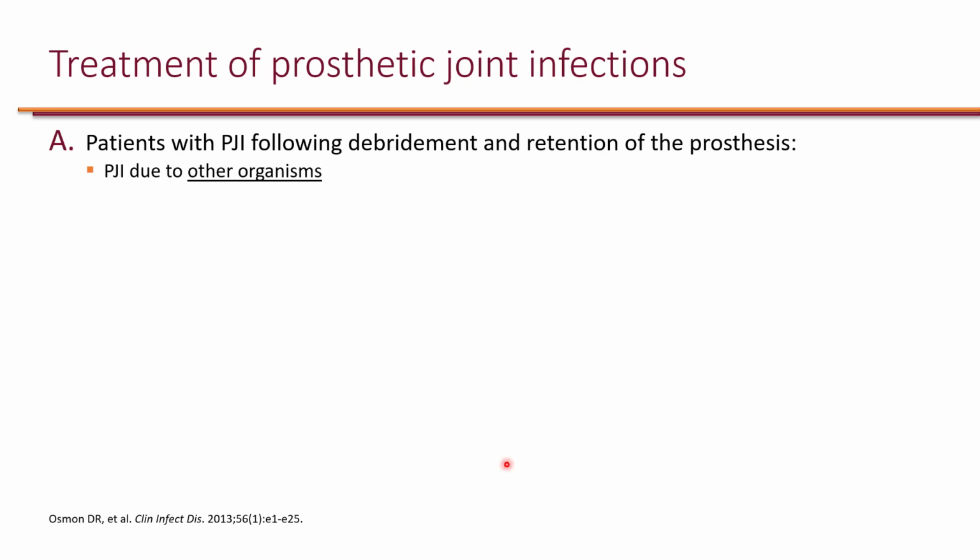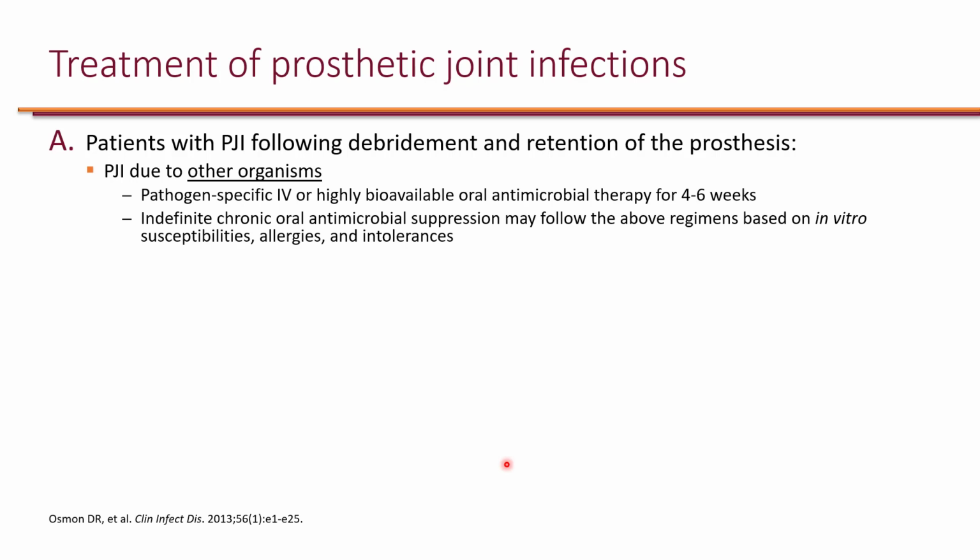Now, for prosthetic joint infection due to organisms other than staphylococcus, it does not have to be IV therapy for empiric treatment. So it can either be IV or highly bioavailable oral antimicrobial therapy for 4 to 6 weeks based on the culture results.